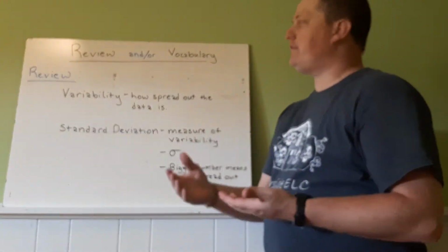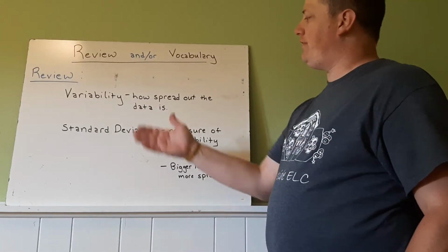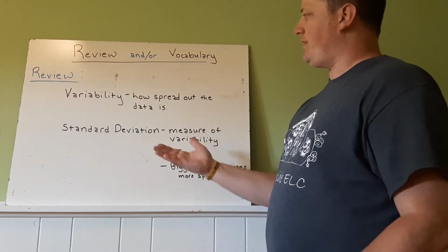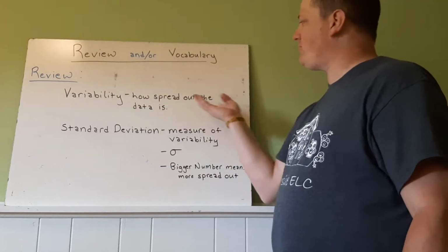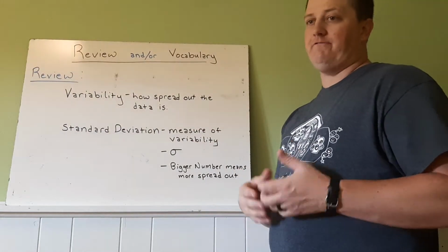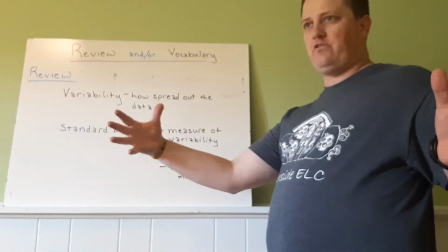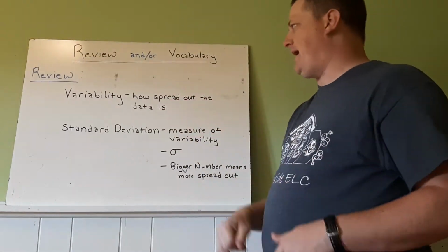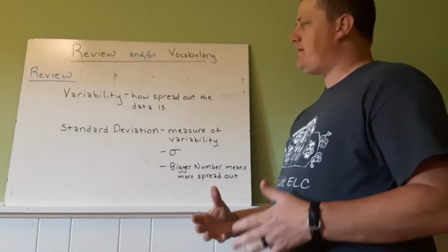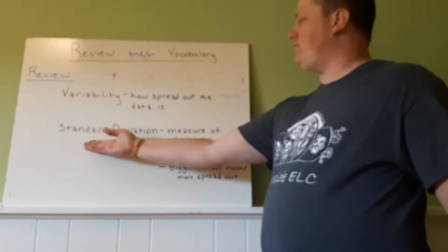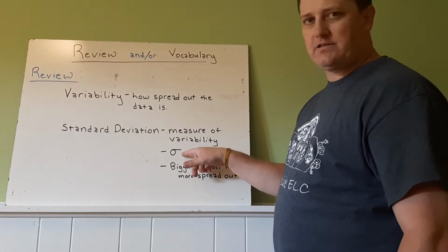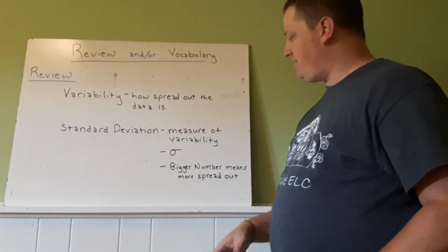So our review for this lesson is our two main words here: variability, which is just a way of saying how spread out the data is. Is it a big spread where it's a high variability, or is it small? Is it packed together? The main way that we want to look at variability is using standard deviation. It's a measure of variability. Remember our symbol, we're going to use technology to find it.